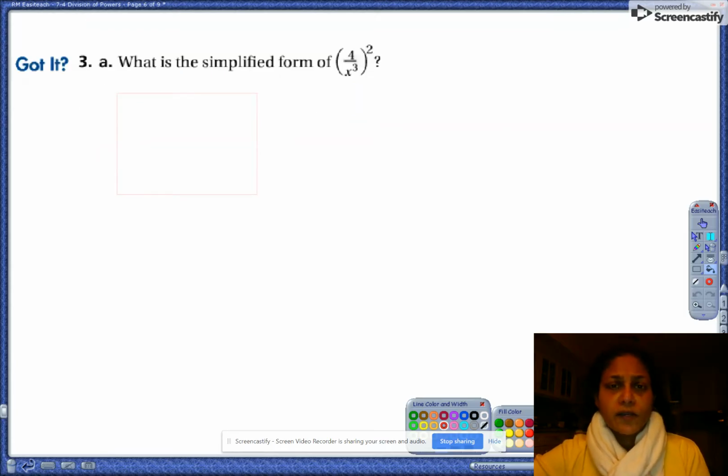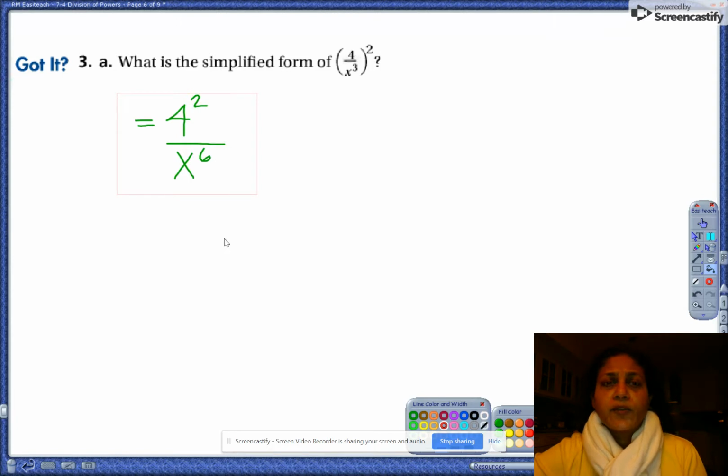So let's try some sample questions. Here is a very simple one. This one is slightly tricky, but you can do this. Remember that if we have a quotient inside, each part will get squared, and so it will become 4 squared over x to the 3 times 2, which is 6. And you leave your answer like that. If you want to simplify it, you can, and it's 16 over x to the 6th. I'd like you to give me both answers if possible.